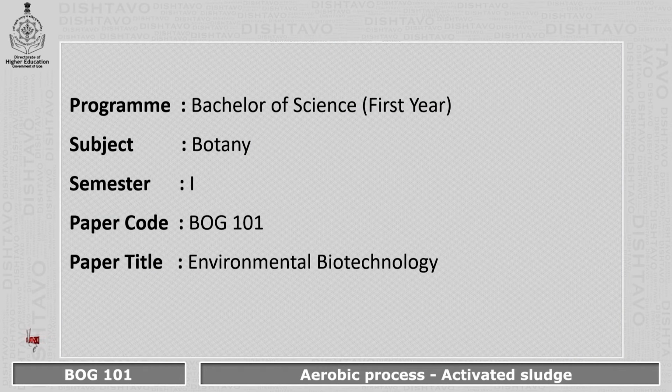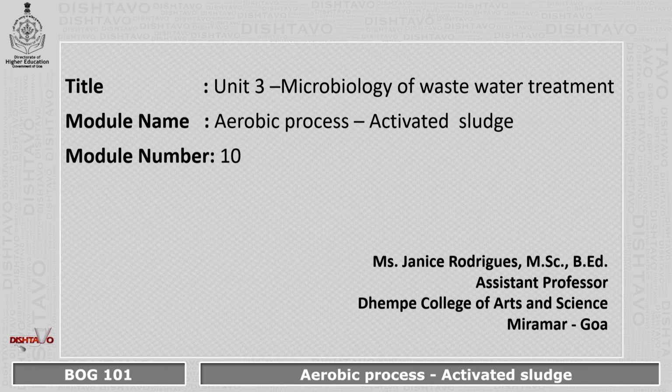This module is for Bachelor of Science, first year. The subject is Botany. Paper code is BOG 101. The paper title is Environmental Biotechnology. We are starting with the third unit, that is Microbiology of Wastewater Treatment. The module name is Aerobic Process Activated Sludge. The module number is 10.